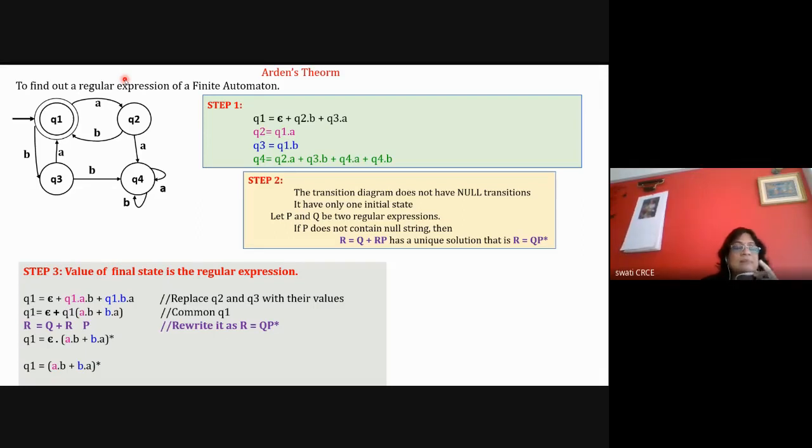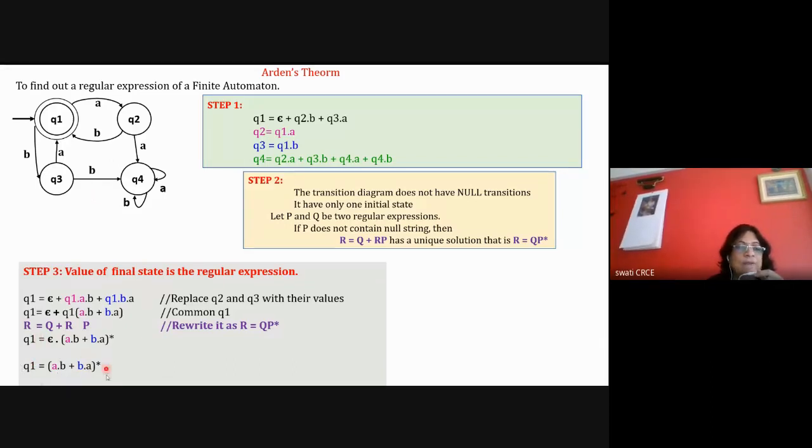In this particular diagram, there is only one final state. If there is more than one final state, suppose there are two final states, Q1 and Q4, then your answer will be Q1 plus Q4: the value of Q1 plus the value of Q4. That will be the final answer. In this diagram, only Q1 is final, so my final answer is the value of Q1, which is written here.